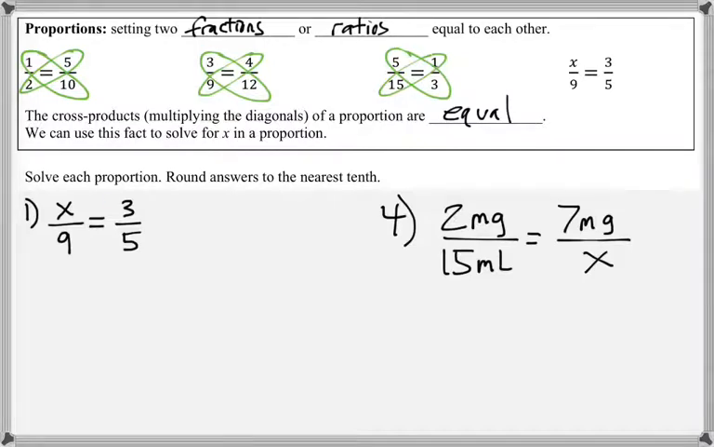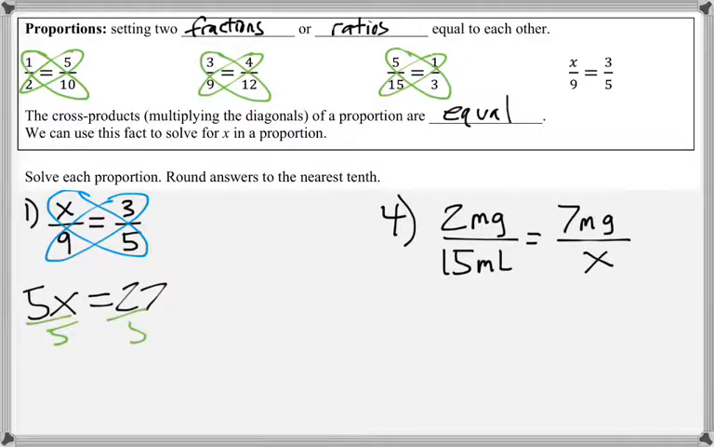So let's look at those cross products, and this will be 5 times x, and then 9 times 3 is 27. So then if you want to get x by itself, you need to divide both sides by 5. And if you do that, then you should get 5.4. So that's one way to do it.